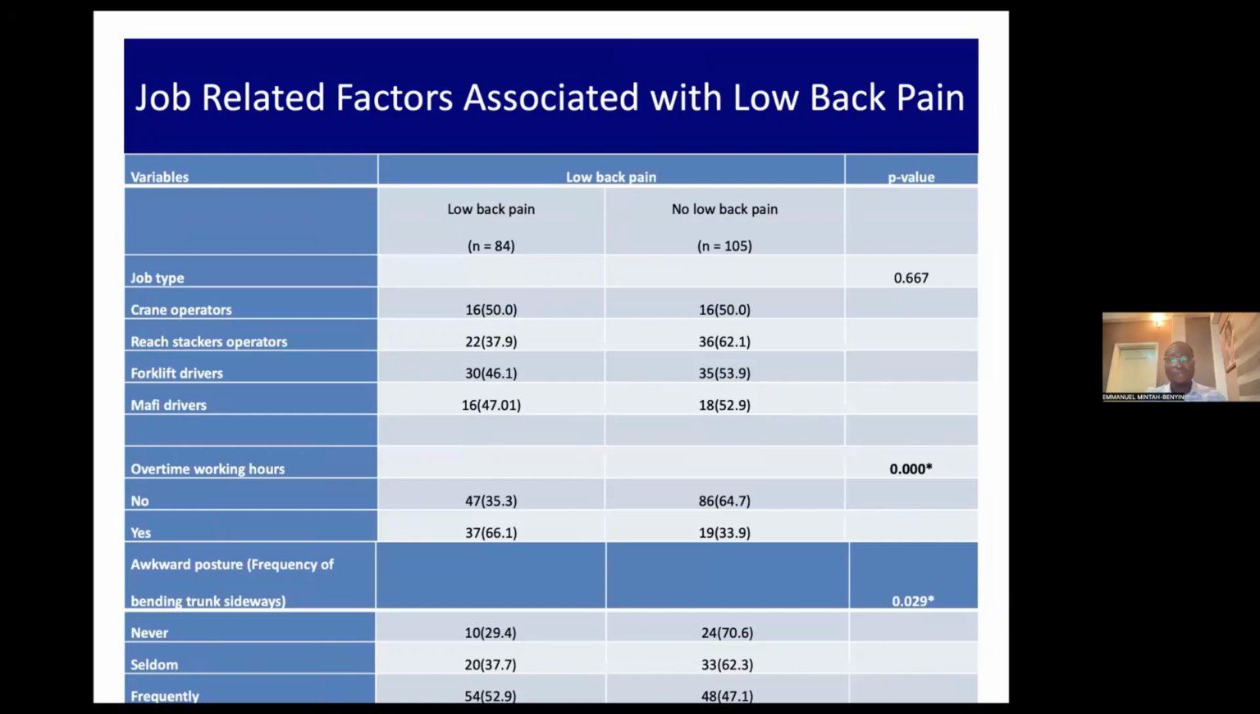And this table also shows the relationship of job-related factors with low back pain. From here, working overtime and awkward posture showed significant association, with a p-value of 0.001 and a p-value of 0.029 respectively for working overtime and awkward posture, after a chi-square or Fisher's exact test.